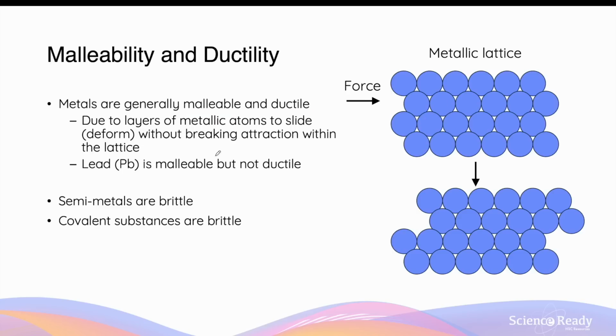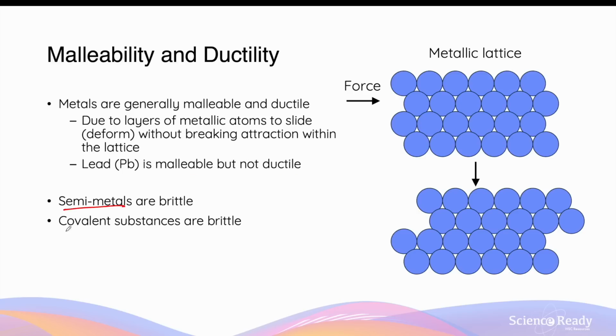Now, as a general rule, most metals are both malleable and ductile. Lead, element symbol Pb, is one exception to that. Lead is malleable, meaning it can be compressed into metal sheets without fracture, but it is not ductile. We don't usually draw lead into thin wires like we do for most other metals. So a metal can be malleable but not ductile. The converse is not true, however. Most of the time, if a metal is ductile, it tends to be also malleable.